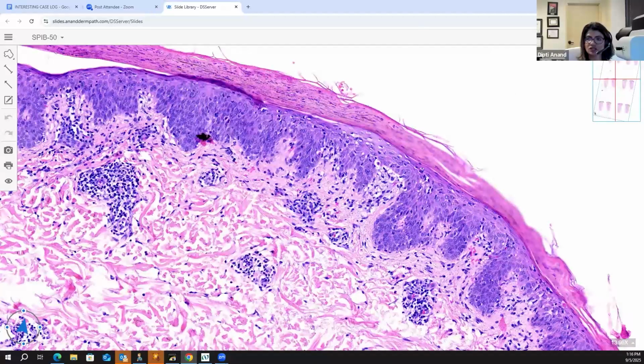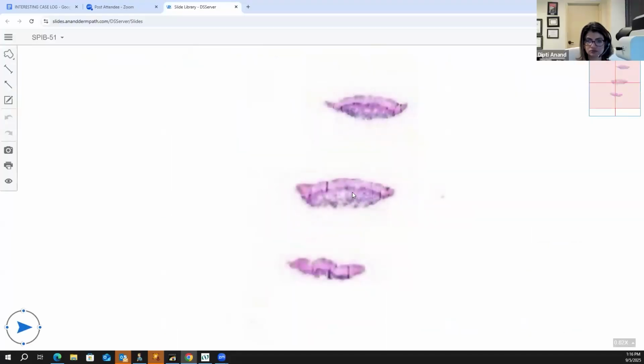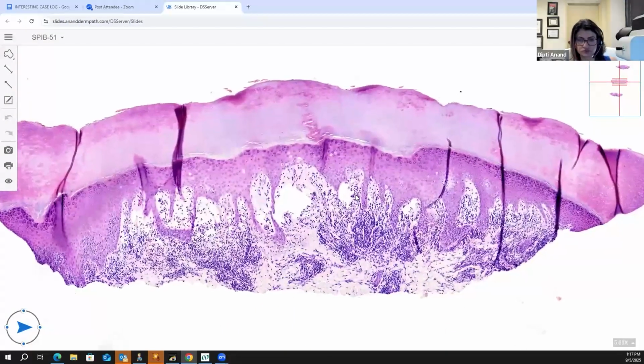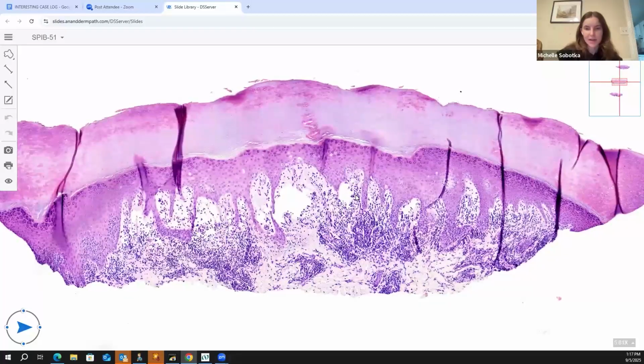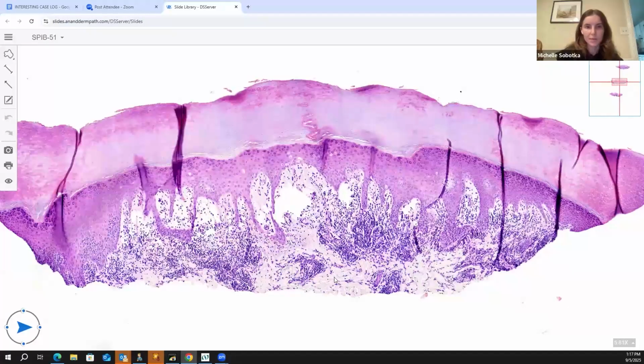Okay, let's go to the next one, which is 51. Okay. So it looks like we are on acral skin. And I see a lot of spongiosis throughout the entire thing almost. So I would think this would be more of a pernio or a polymorphic light eruption.